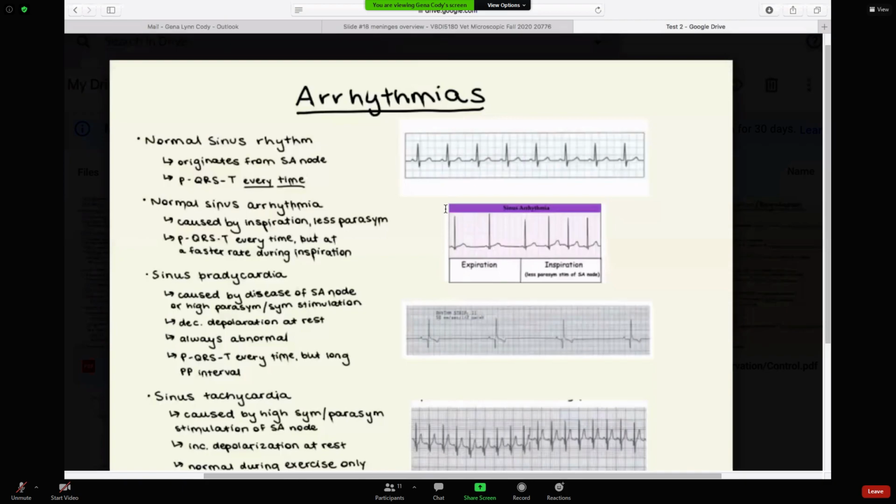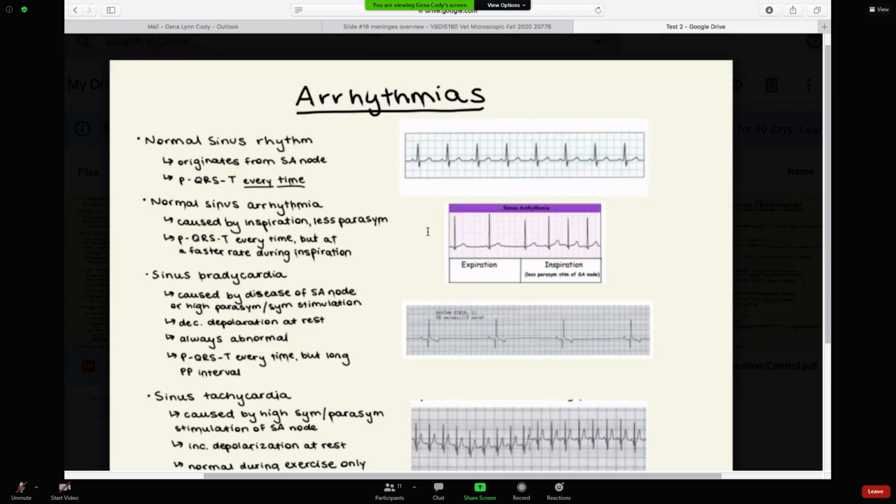P wave should always be positive. T waves can be positive or negative in animals. In humans, not so much, but in animals, it's fine. I don't know why, it just is. So I have my normal sinus rhythm. Sinus just means my depolarization pattern is originating from the SA node, the sinoatrial node. Beautiful. So I'm going to get a PQRST every single time. It looks beautiful. It's regularly spaced. It's even. Everything looks symmetrical. It's boring. It's lovely.